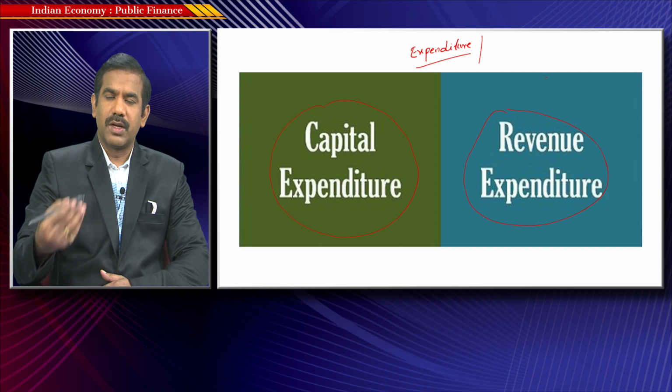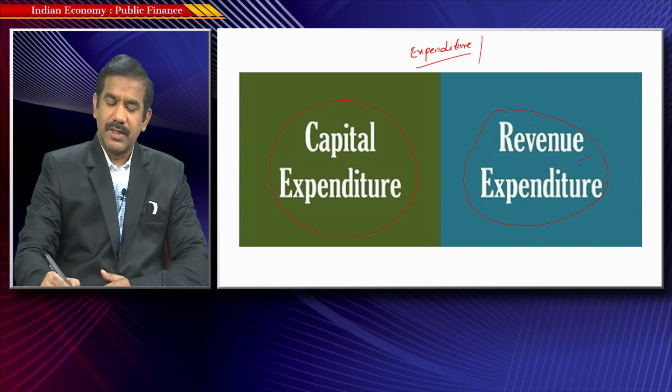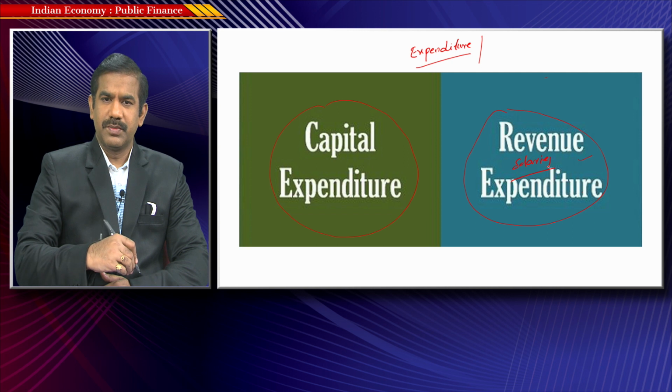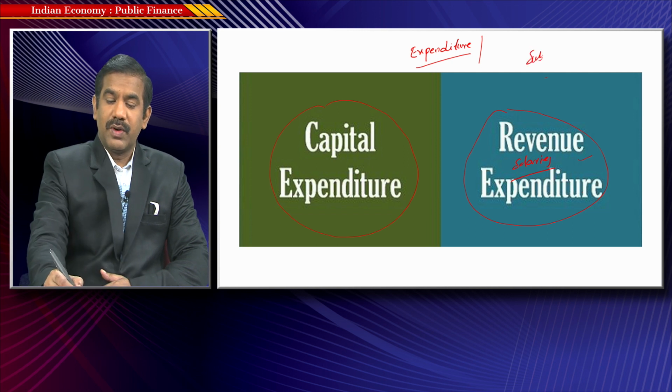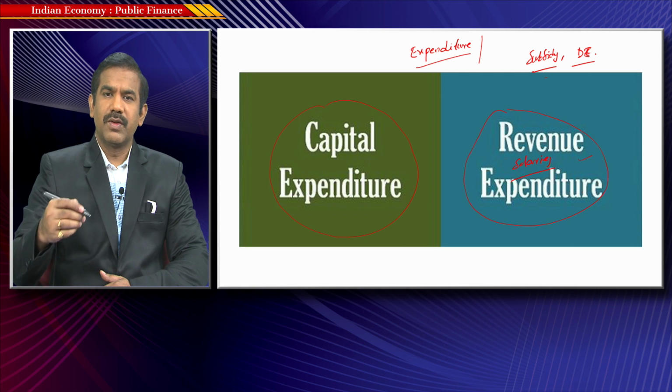Anything that repeats or recurs is what is called revenue expenditure. Anything that doesn't recur is capital. Let's say salaries. Salaries are a perfect example of revenue expenditure. The subsidy bill of the government of India is a perfect example of revenue expenditure. The defense expenditure is a revenue expenditure. Anything that repeats with a certain time period could be the best example.